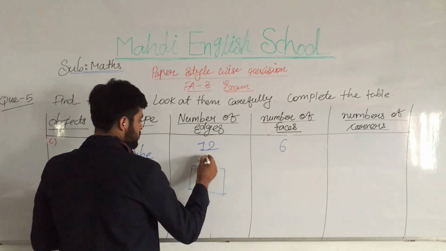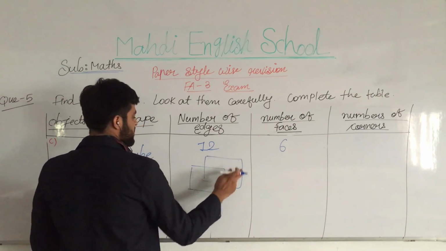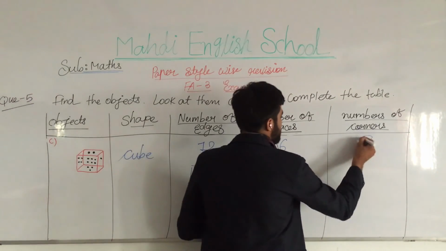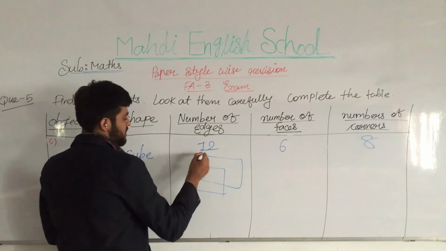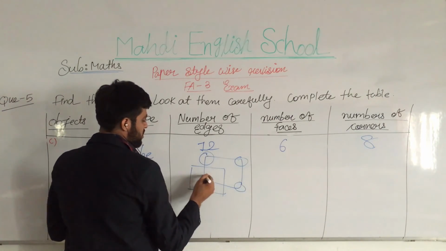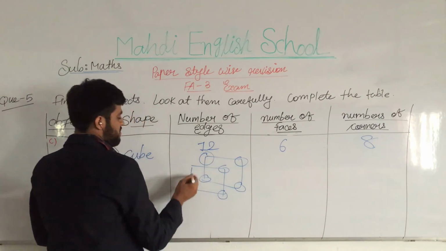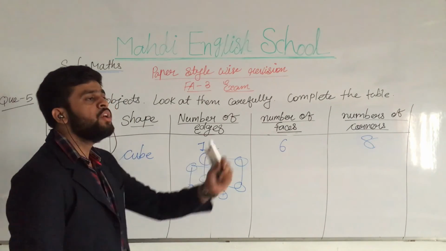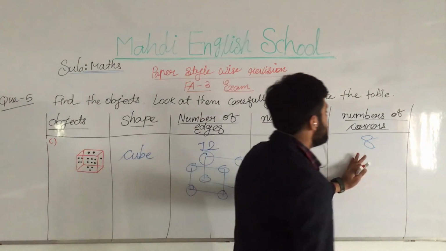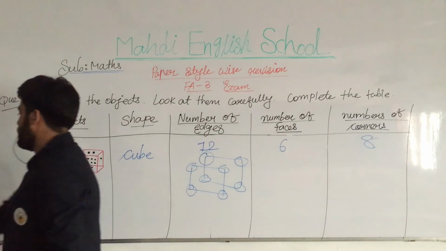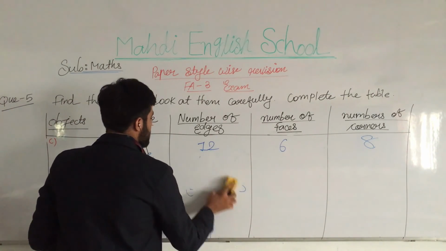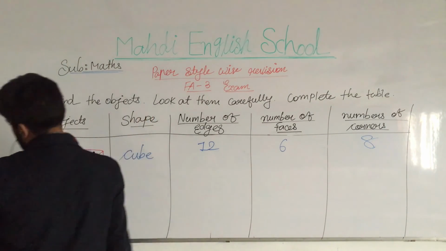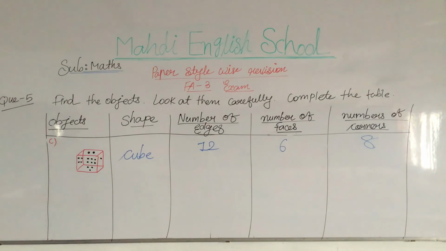1, 2, 3, 4, 5, 6, 7 or 8. So we are mentioning here the 8 corners. How many corners? Again I repeat, 1 corner, second, third, fourth, 5, 6, 7 or 8. There are a total of 8 corners. That's why we have mentioned here the 8. Okay, my dear students, there are a total of how many corners? There are a total of 8 corners. That's why we have mentioned here 8 corners.